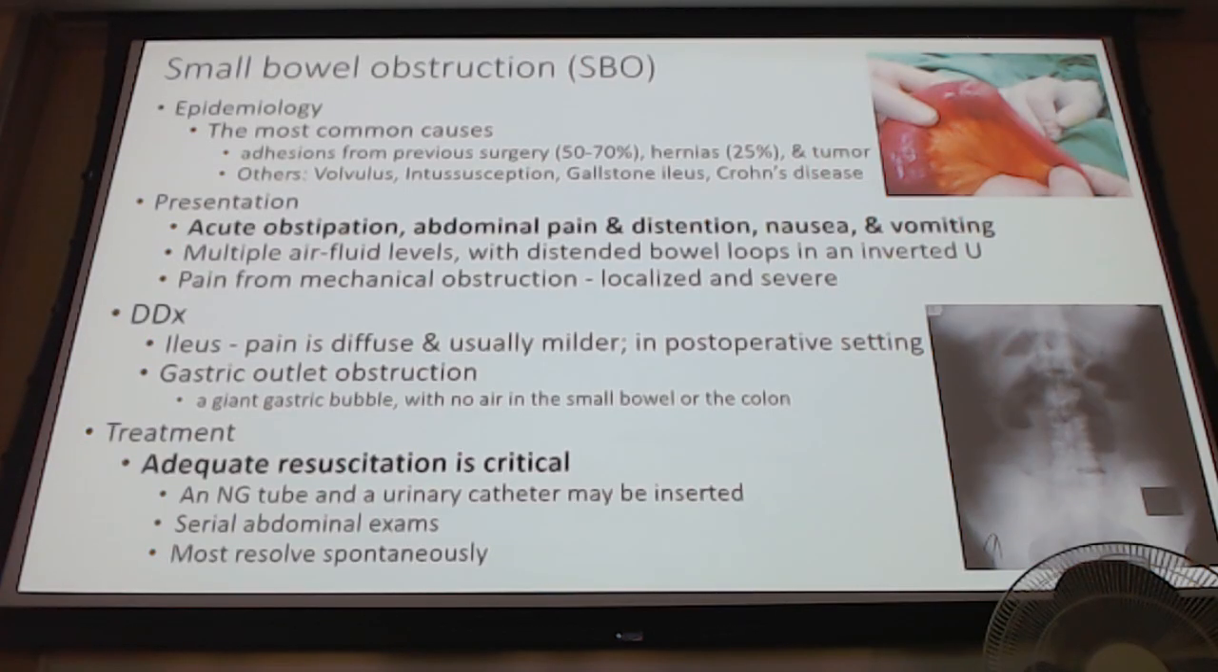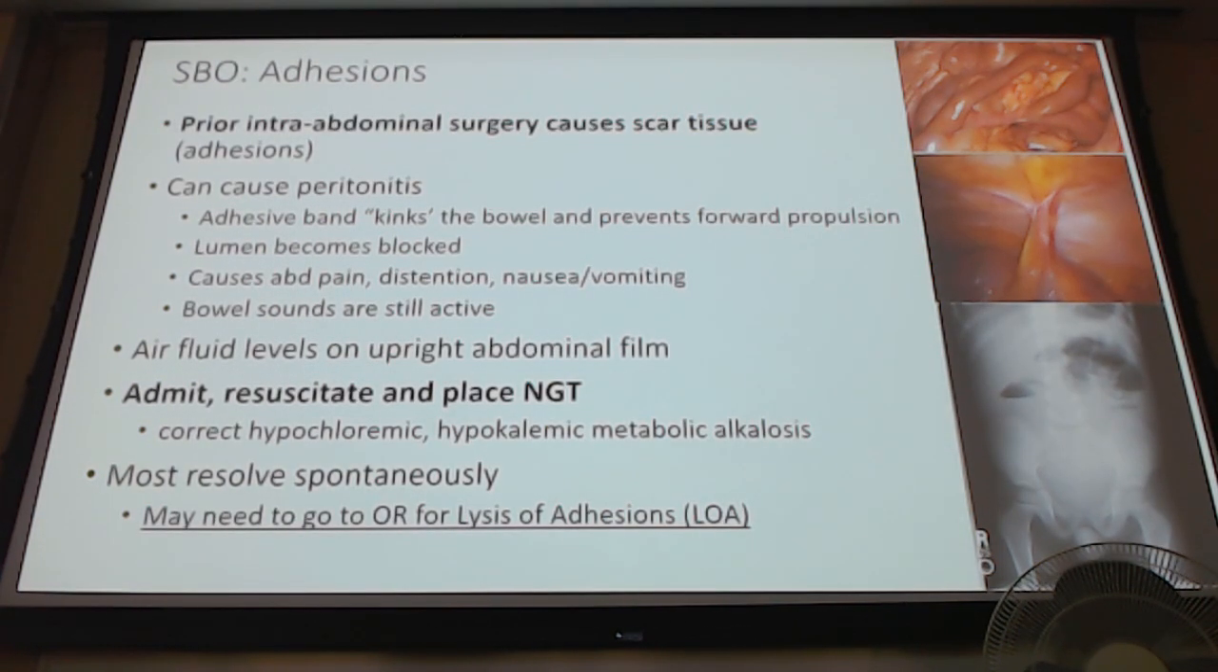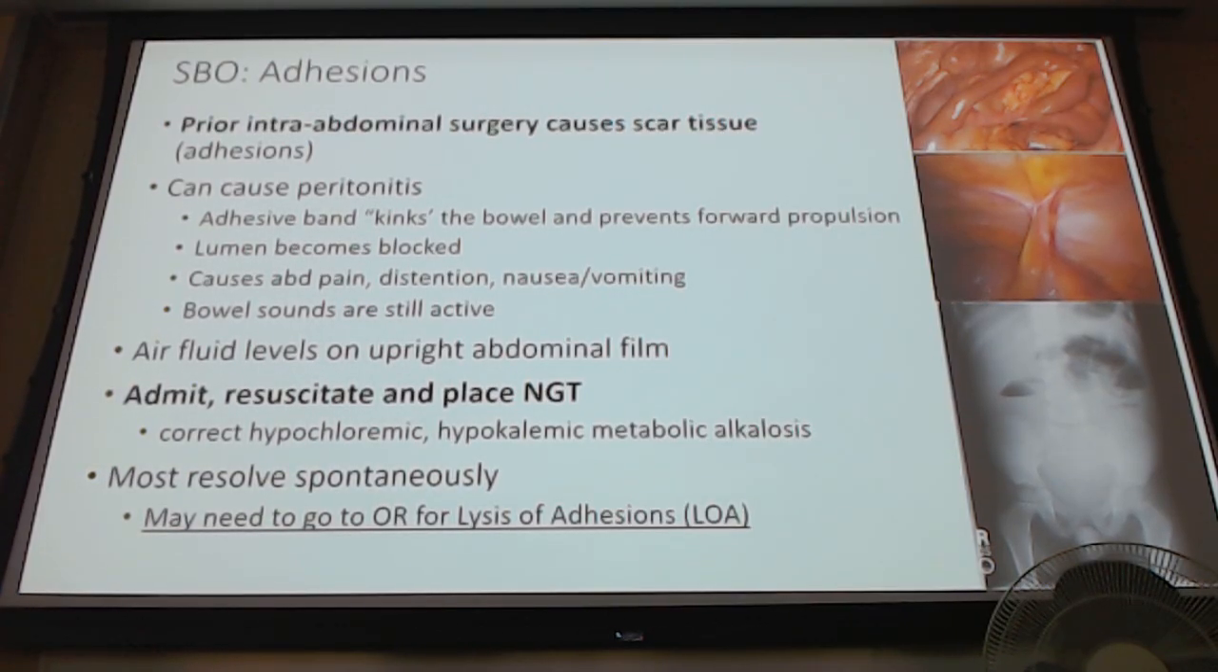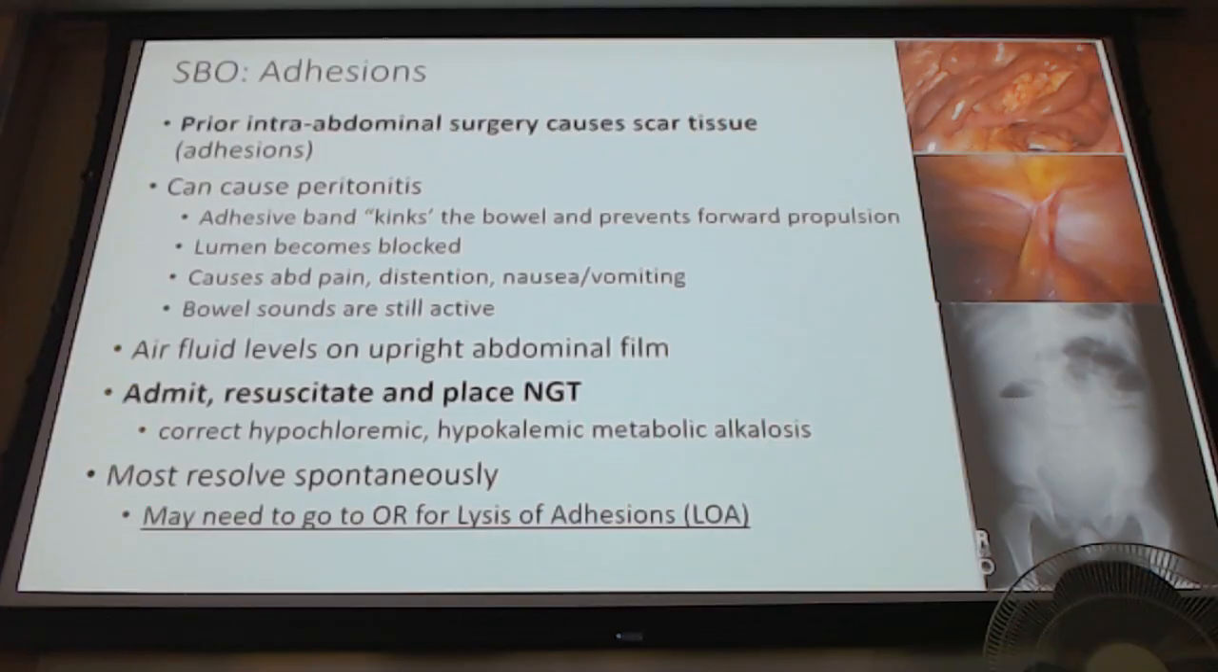We help them through this episode. They don't perforate, and most of the time we can get them through, and then instead of doing an emergent surgery, we can plan for an elective surgery to do a lysis of adhesions in a more controlled environment. We can get them medically optimized. That is what we strive for. It doesn't happen all the time. So, adhesions: you have somebody who has prior intra-abdominal surgery.